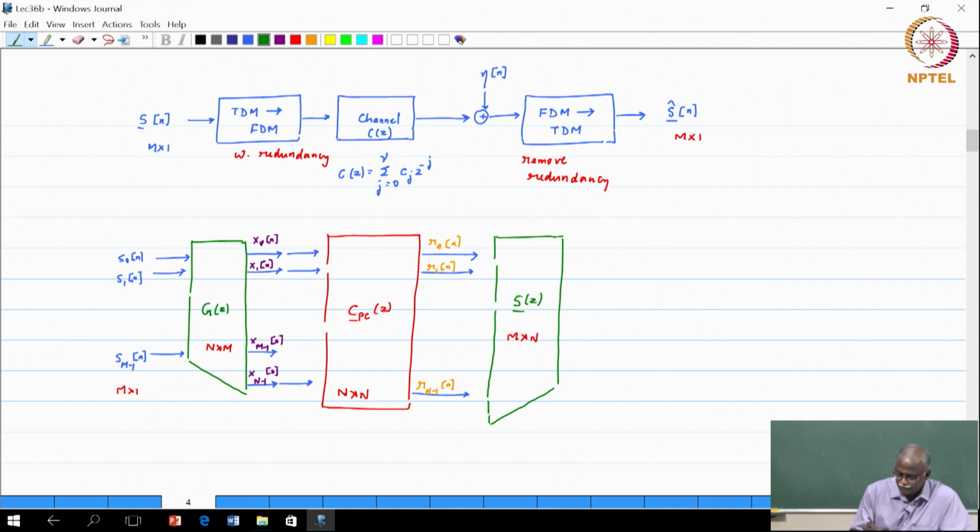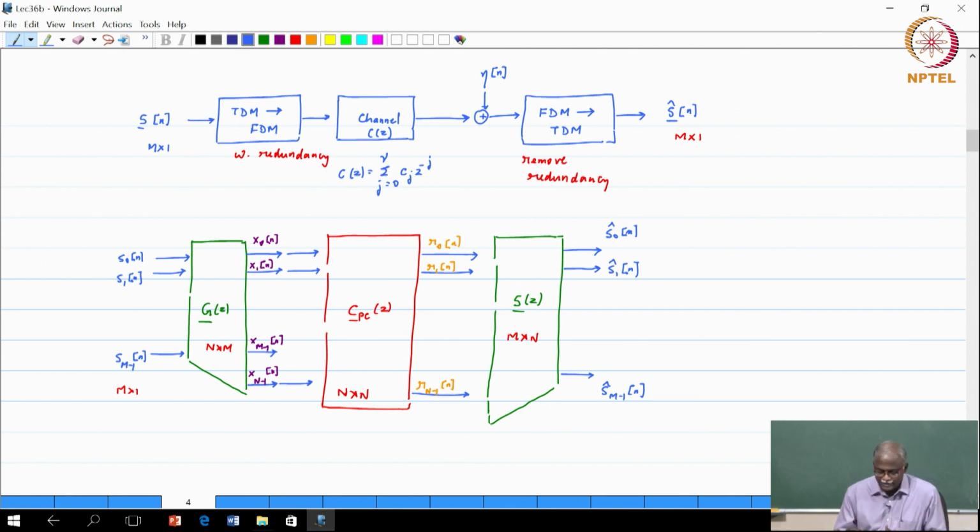The outputs are, there are m outputs, S 0 hat all the way to S m minus 1 hat. So, this is S 0 hat of n, S 1 hat of n, and this is S m minus 1 hat of n. Okay. So, this is the overall framework that we have been able to simplify and obtain, and I am sure that you are comfortable with this.